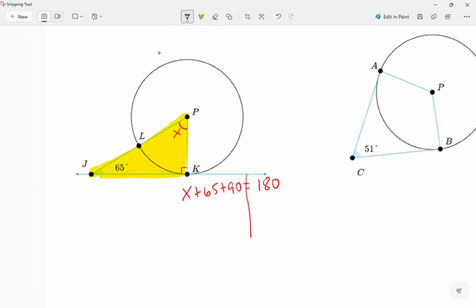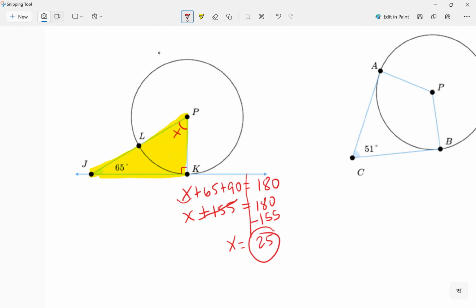Let me separate them through the equal sign. On the left side, when it comes to letters, it's just 1x. Number-wise, 65 plus 90 is 155. So I have that x plus 155 is equal to 180. To get the x by itself, this plus 155, let me move it to the other side as a minus 155. So that means that x is equal to 25. That's it. I solved for x.